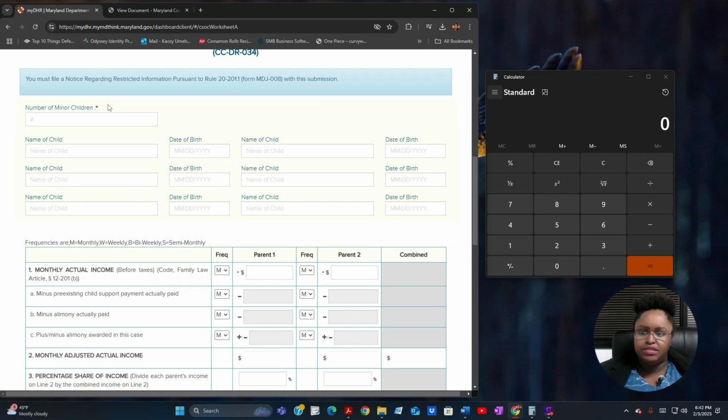So this is the first red dot we see, and this is for the number of minor children. Number of minor children. Okay. So in this example, we're going to go with one child.